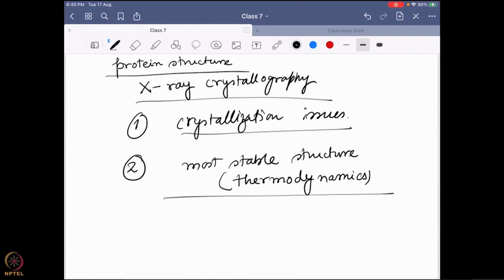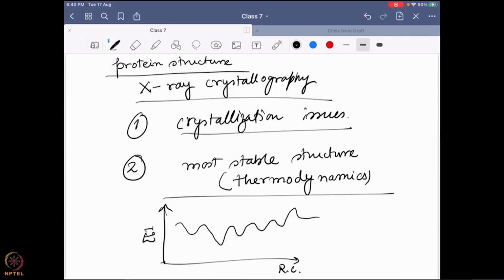And as we know, if I draw the energy diagram of a protein with respect to the reaction coordinate, meaning if I change the structure a little bit, protein structures have energy diagrams something like this. And when we crystallize, these are the troughs where we actually stabilize the protein. When we crystallize the protein, we are going to get the most stable structure. However, activity-wise, that may not be the most active structure of the protein itself.